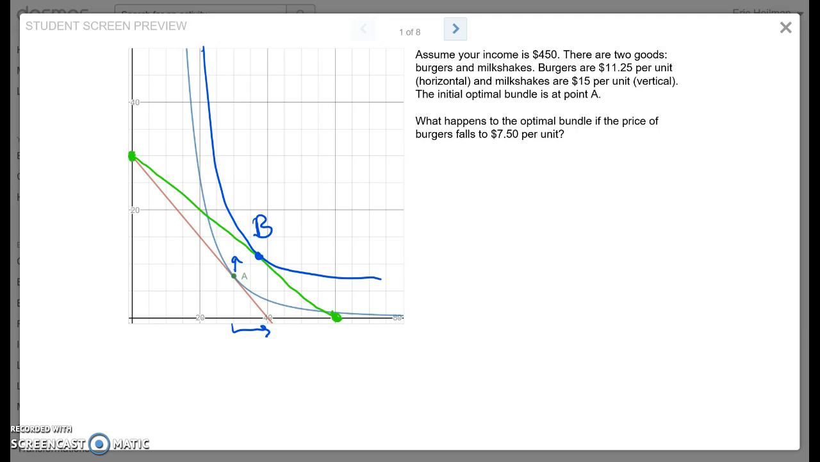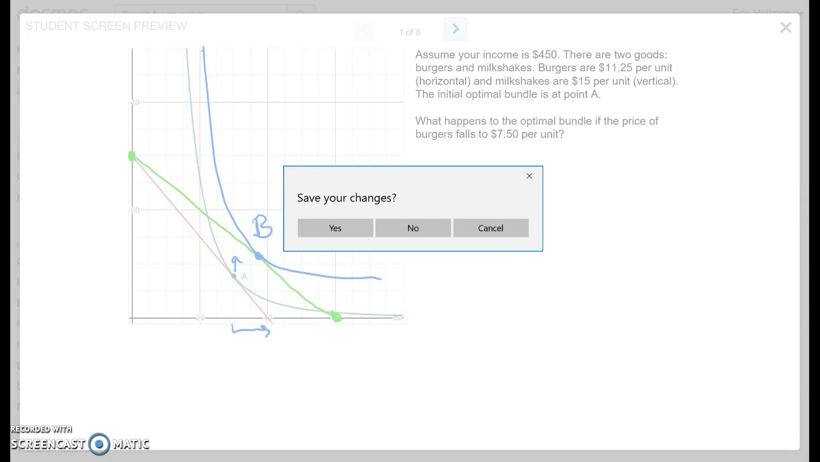Really the only thing you have to do is figure out what's happening to the budget constraint, and then you just draw on an indifference curve that is tangent to it. All right, so in the next one, I think one of the prices is going to go up.